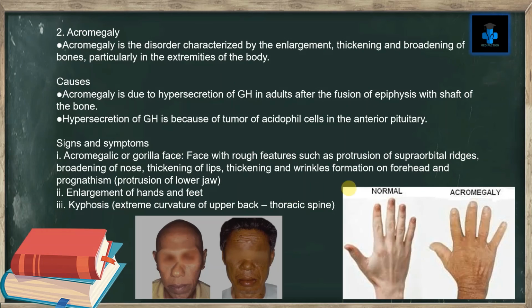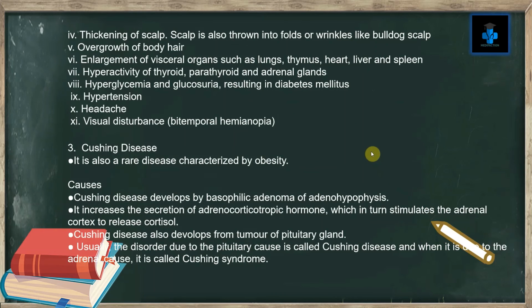Enlargement of hands and feet. This is how a normal hand looks like. This is how an acromegalic hand looks like. Kyphosis, which means the extreme curvature of upper back, that is thoracic spine. Number 4 is thickening of scalp. Scalp is also thrown into folds or wrinkles like bulldog scalp.